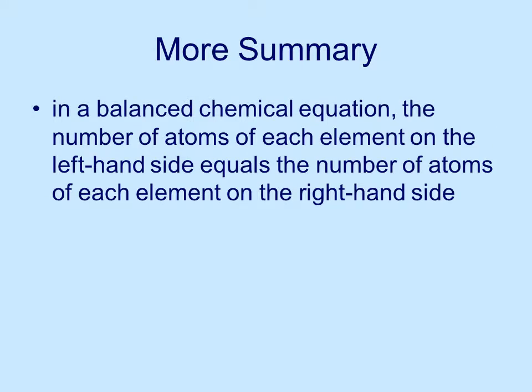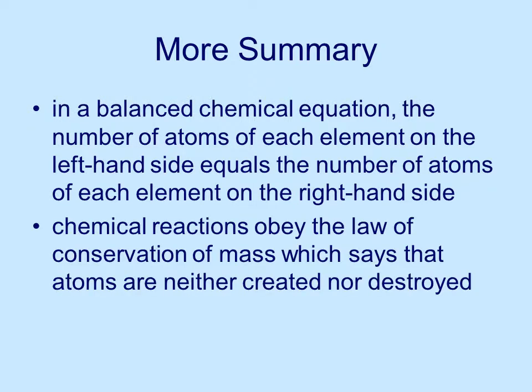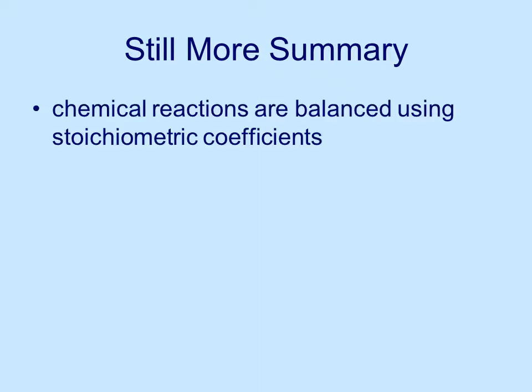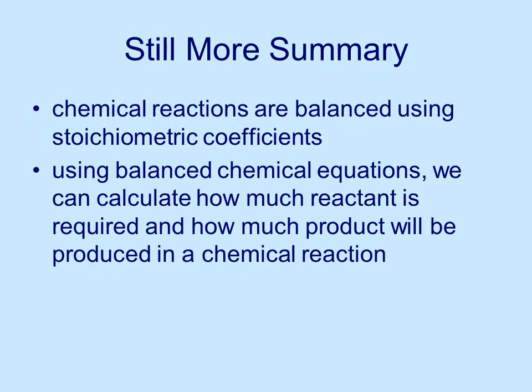In a balanced chemical equation, the number of atoms of each element has to be equal on both sides of the equation. You can't lose atoms, you can't create them. Chemical reactions obey the law of conservation of mass. Chemical reactions are balanced using stoichiometric coefficients. We can calculate how much reactant is required and how much product will be produced by using a balanced chemical equation.